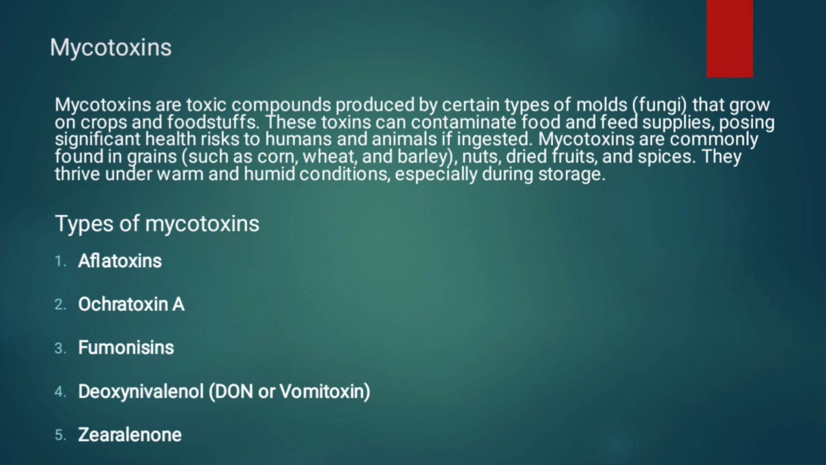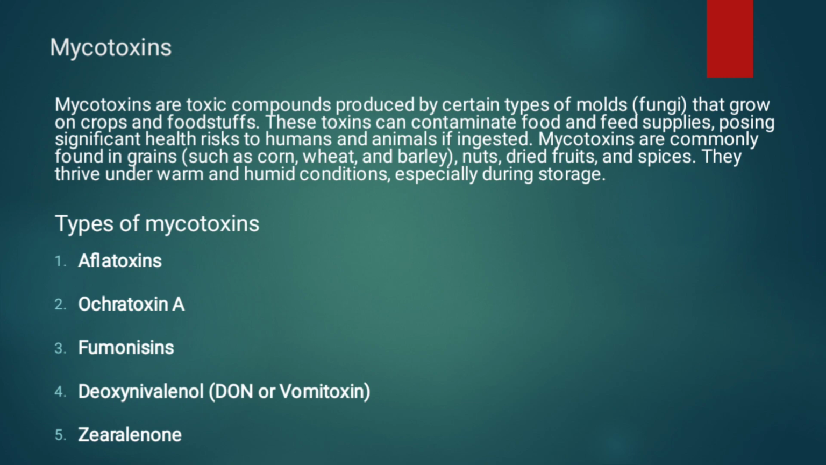Mycotoxins are toxic compounds produced by certain types of molds that grow on crops and foodstuffs. The toxins can contaminate food and feed supplies, posing significant health risks to humans and animals if ingested. They are commonly found in grains such as barley, wheat, and corn, nuts, dried fruits, and spices. They thrive under warm and humid conditions, especially during storage. There are many types of mycotoxins.